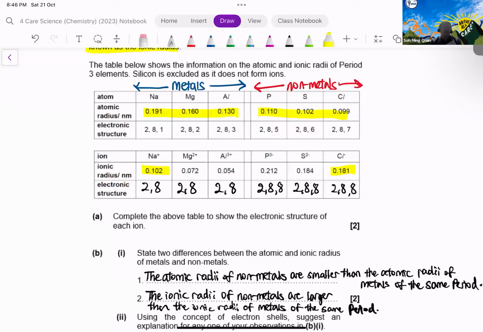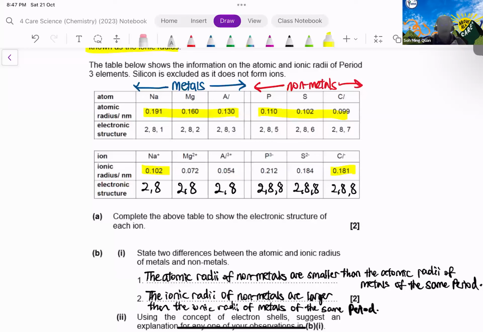Using the concept of electron shells, suggest an explanation for your observation. So I think the easier one to explain is probably ionic radius. Why do the non-metals have a larger ionic radius? Why do they form larger ions? Why is Cl minus bigger than Na plus? So if you just look at the electronic structure, it should be quite easy to tell, right? Cl minus is 2,8,8. 2,8,8 got 3 shells. Whereas Na plus is 2,8, only has 2 shells.